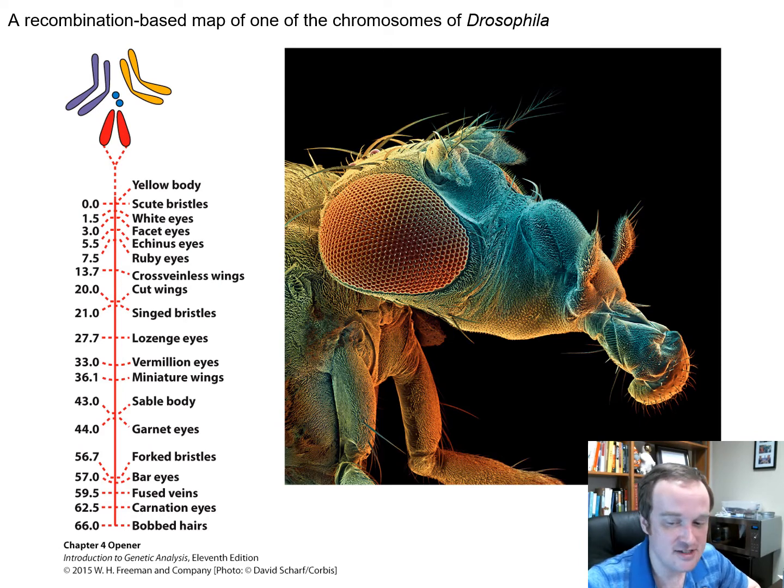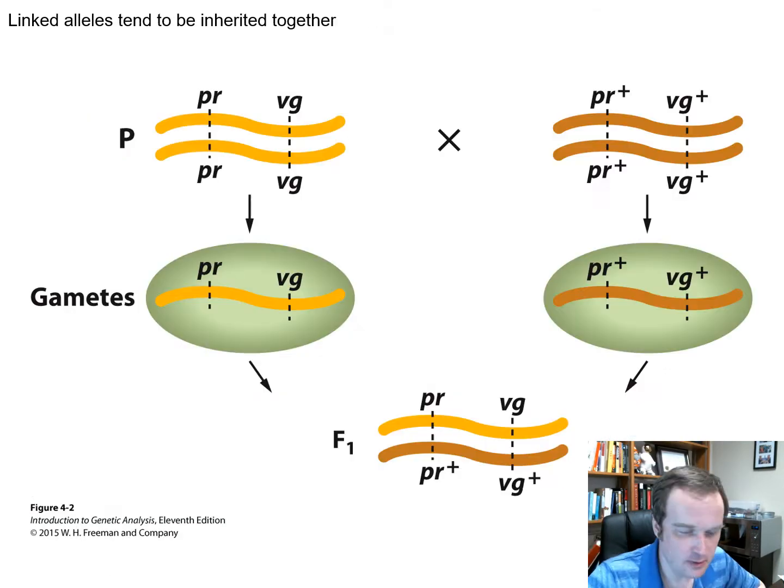Now this differs from a physical mapping, where we know, for example, in your lab course, the exact base pairs of where a gene lies. So let's talk briefly about linkage. A linked allele is an allele that physically resides on the same chromosome as another allele.